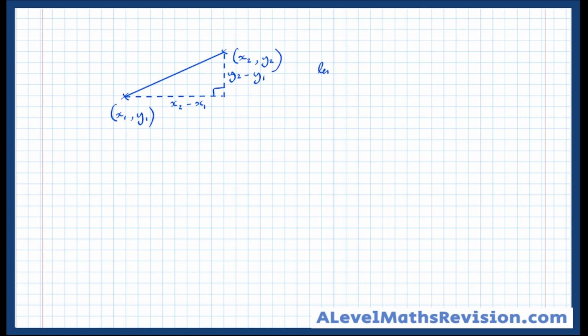So the length, or the distance between the 2 points, is equal to Pythagoras. So the square root of the horizontal side length squared plus the vertical length squared. And that there is the formula for the length of a line segment, or the distance between 2 points, x1, y1 and x2, y2. Having proved why that's the case, let's now put it into practice.